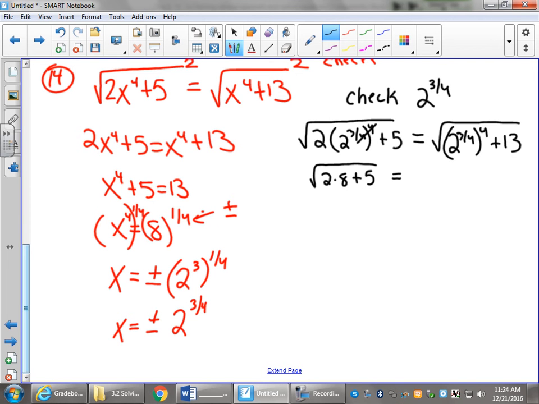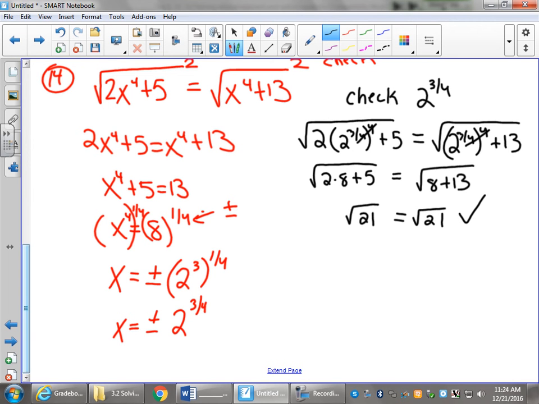8. So this is going to become 2 times 8 plus 5. Let's do some work on the other side. The 4's again are going to go ahead and cancel. And you're going to be left with 8 plus 13. 2 times 8, 16 plus 5. So I get 21. Square root of 21 equals the square root of 21. So it works.